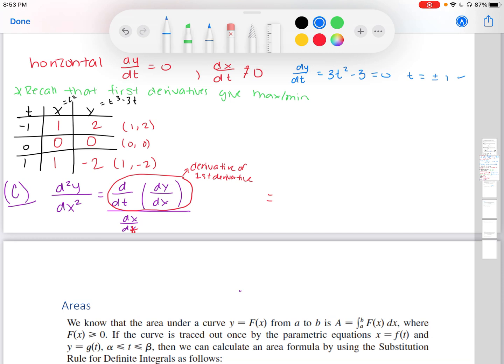So that we have 3 over 2 is a constant, and our first derivative was t plus 1 over t. So we're left with 1 plus 1 over t squared divided by our derivative of x, which is 2t. If we clean it up, this gives us 3t squared plus 1 divided by 4t cubed.